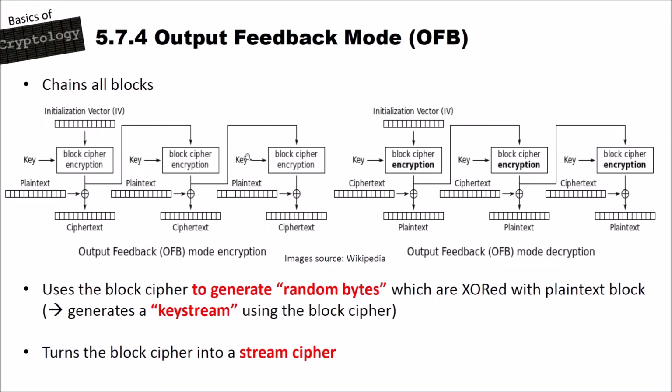And of course, for decryption, we do the same. We use the init vector that goes into our block cipher. We get out our, you can say, key stream to decrypt the first ciphertext block. Then this output is also used for the block cipher again to produce the next bytes for the decryption. Then it's XORed with the ciphertext to get the plaintext, and so on and so forth until we deciphered all the blocks.